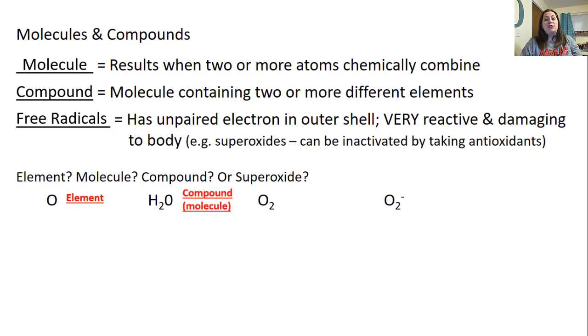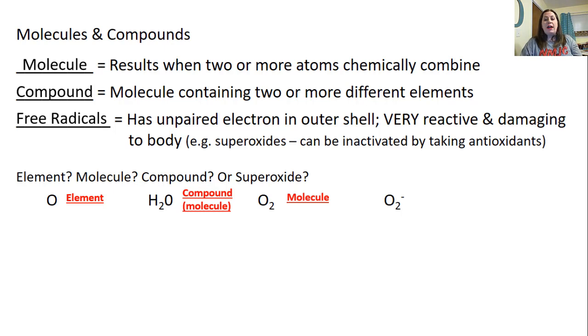However, it could also be termed a molecule. It's 2 or more atoms that combine. But a compound has to have 2 or more different elements, which you do see here. There are hydrogen and there are oxygen. On the other hand, for O2, is it an element, molecule, or compound, or a superoxide? In this case, O2 is a molecule. They are the same, so it cannot be a compound.